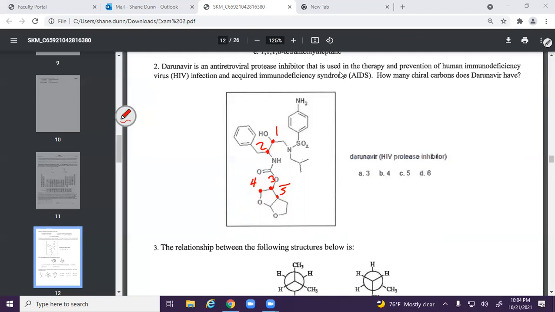Yeah. So when I circled before, this one would not be chiral because there's two O's right here. So it can't be chiral. So it's the same. So the answer is C.